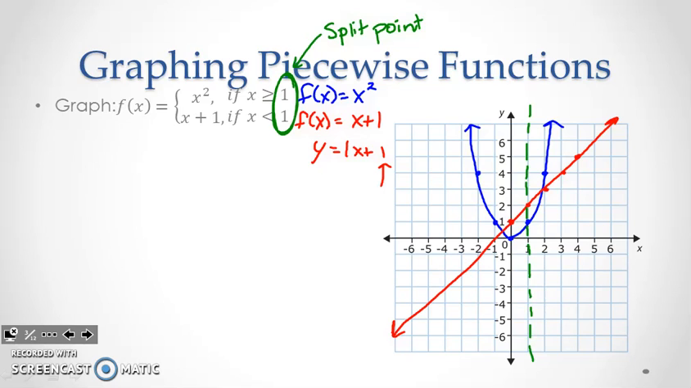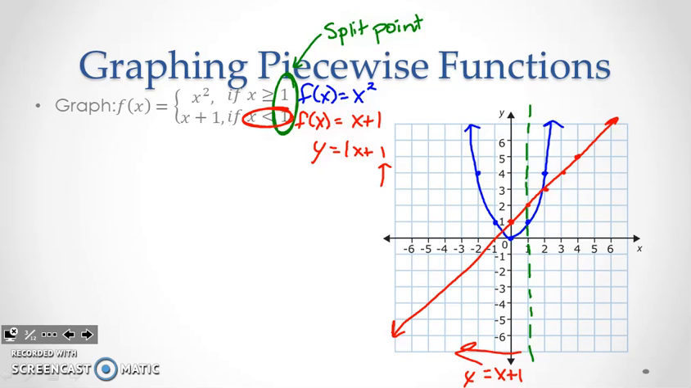Okay, so what function needs to go on the left side? Well, the left side has values like 0, negative 3, negative 4, negative 5, negative 6. Those are all values that are less than 1. Which of these says that we need values less than 1? That'd be this one here. So on the left side, I should have my line y equals x plus 1.